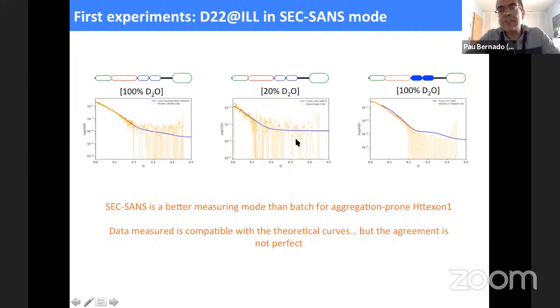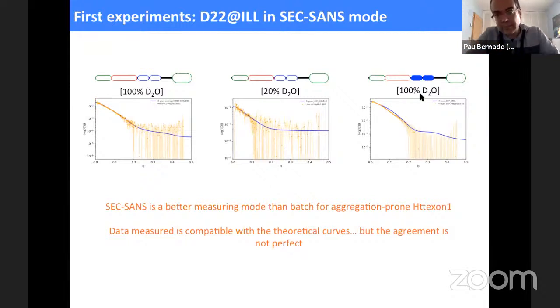And in blue, it's not a fit, it's the comparison of this experimental curve with the theoretical curve that you expect for those conditions. Essentially, you see that it's a relatively good agreement, but it's not perfect. And it's normal that it's not perfect. So it's a very good agreement, meaning that we are going in the right direction, meaning that what we are measuring is not nonsense.